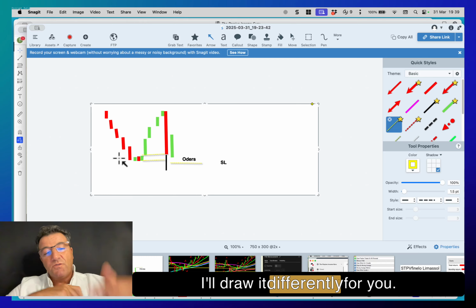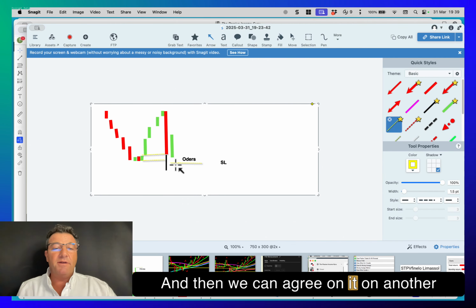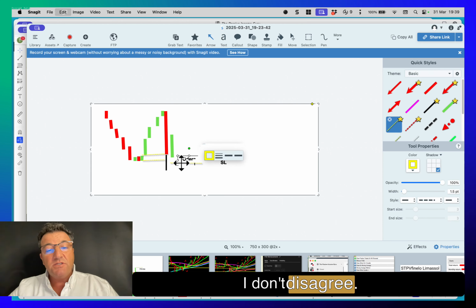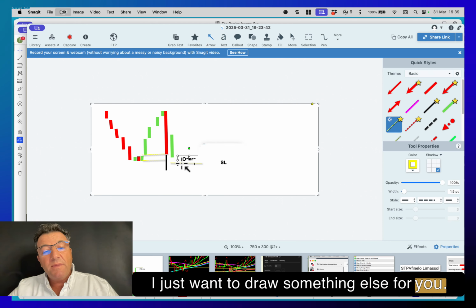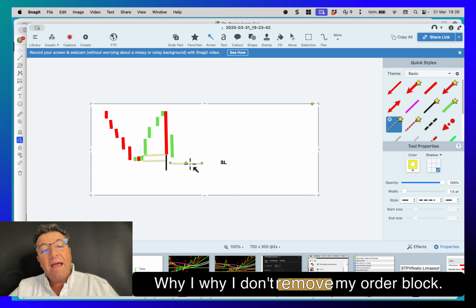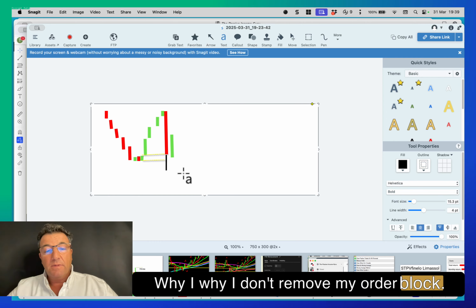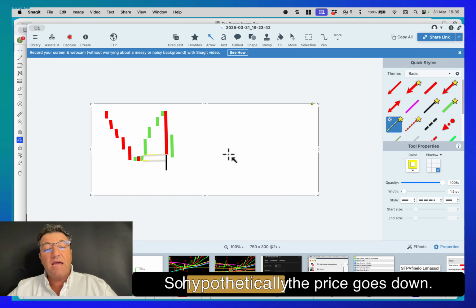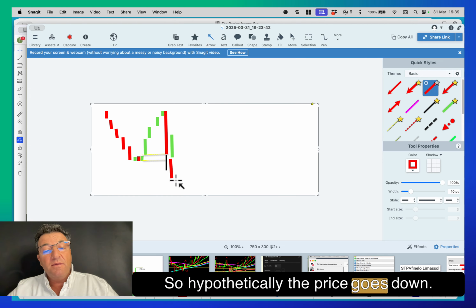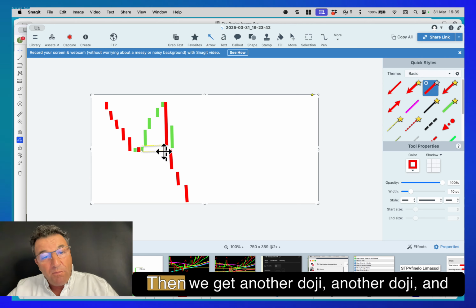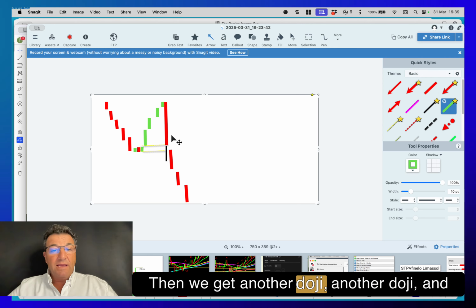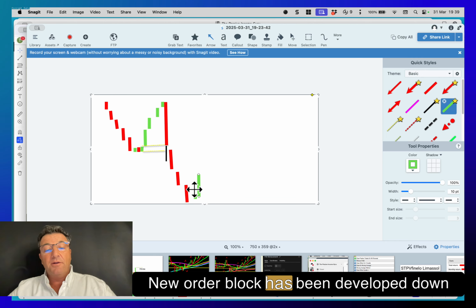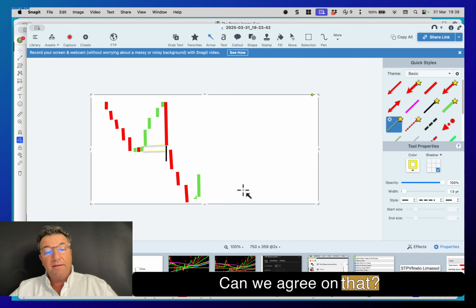I'll draw it differently for you, and then we can agree on another topic. That's my logic. Okay, I understand your logic. I don't disagree. I just want to draw something else for you, and why I don't remove my bullish order block, because there's no orders there. Okay, so let's say, hypothetically, the price goes down. This order block is closed. Then we get another doji, and then a big green candle. A new order block has been developed down here. Can we agree on that?